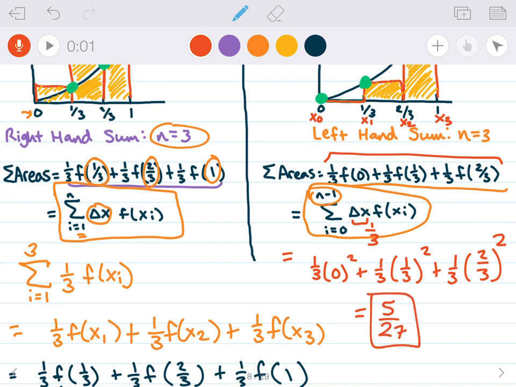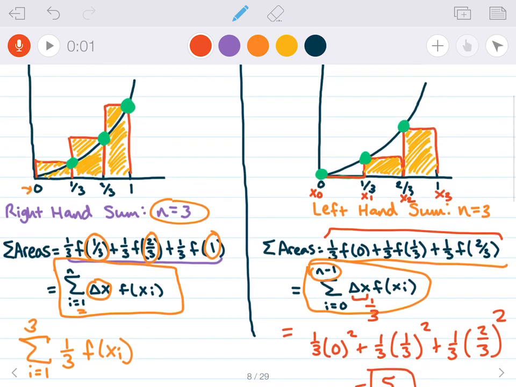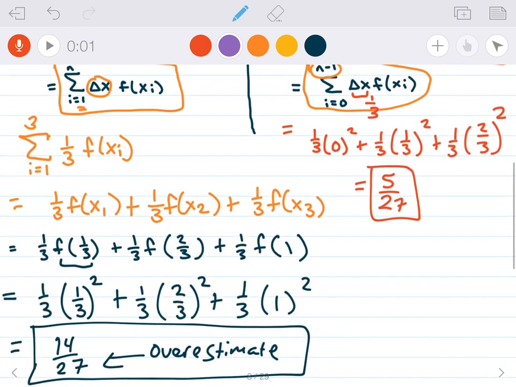And just looking at this picture, do you think that's going to be an overestimate or an underestimate? Well, it's going to be an underestimate because I don't have this area which I need, and I don't have this area which I need. So that guy is going to be an underestimate.